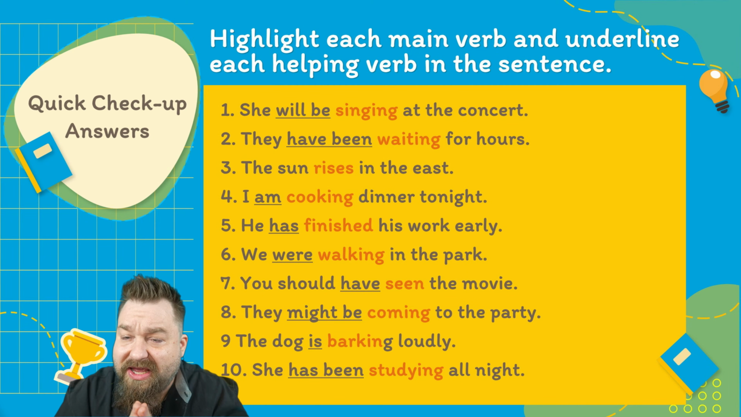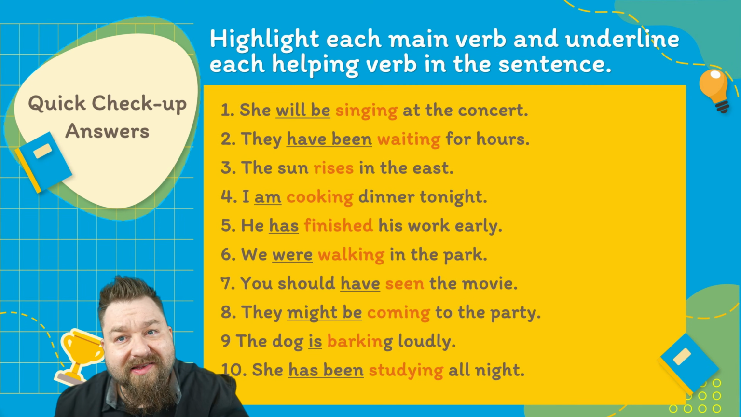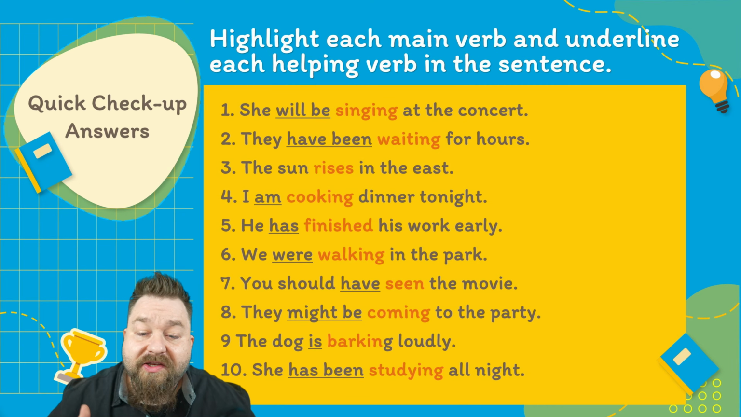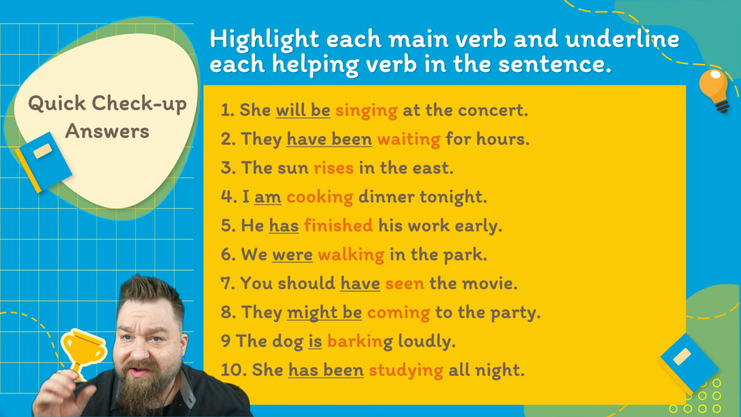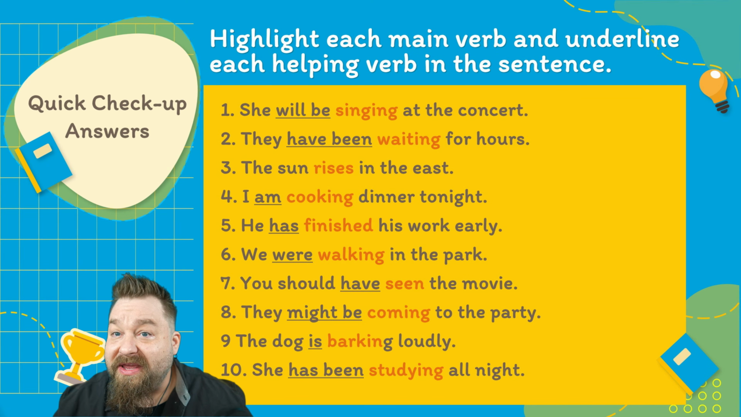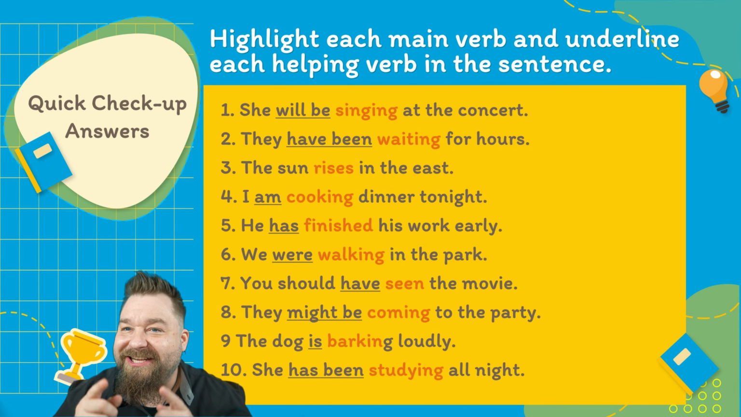Right? They might be happening. We might see this occurrence. Number 9, the dog is barking loudly. What's happening? Barking, right? That dog's barking. But we need the be verb because of the ing, exactly.